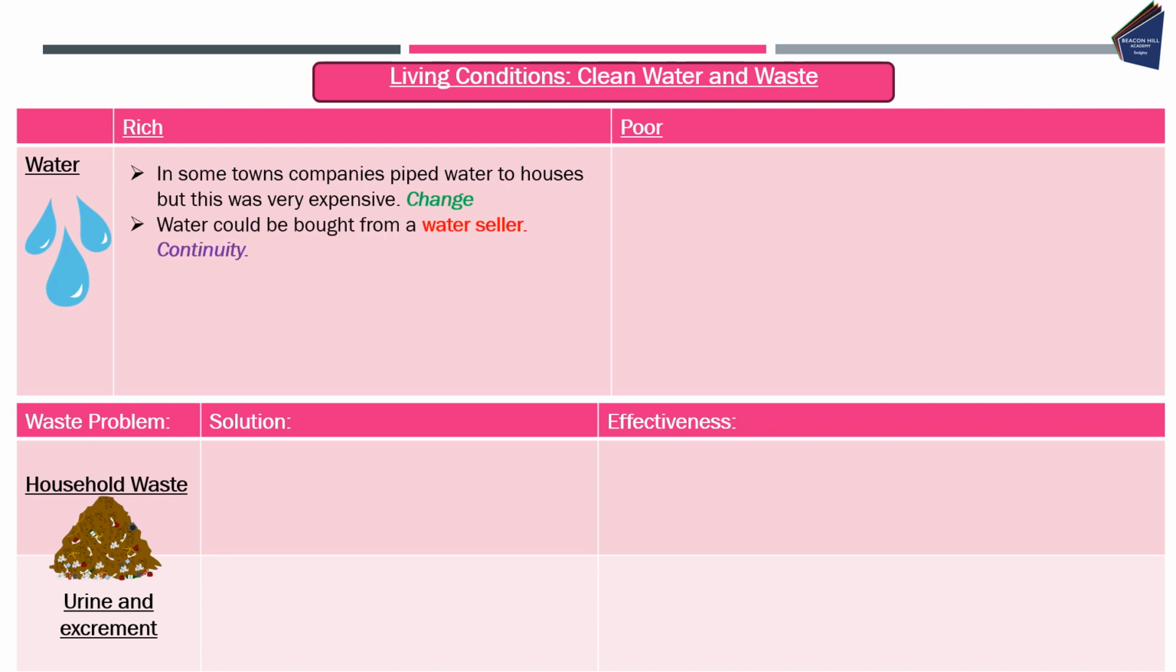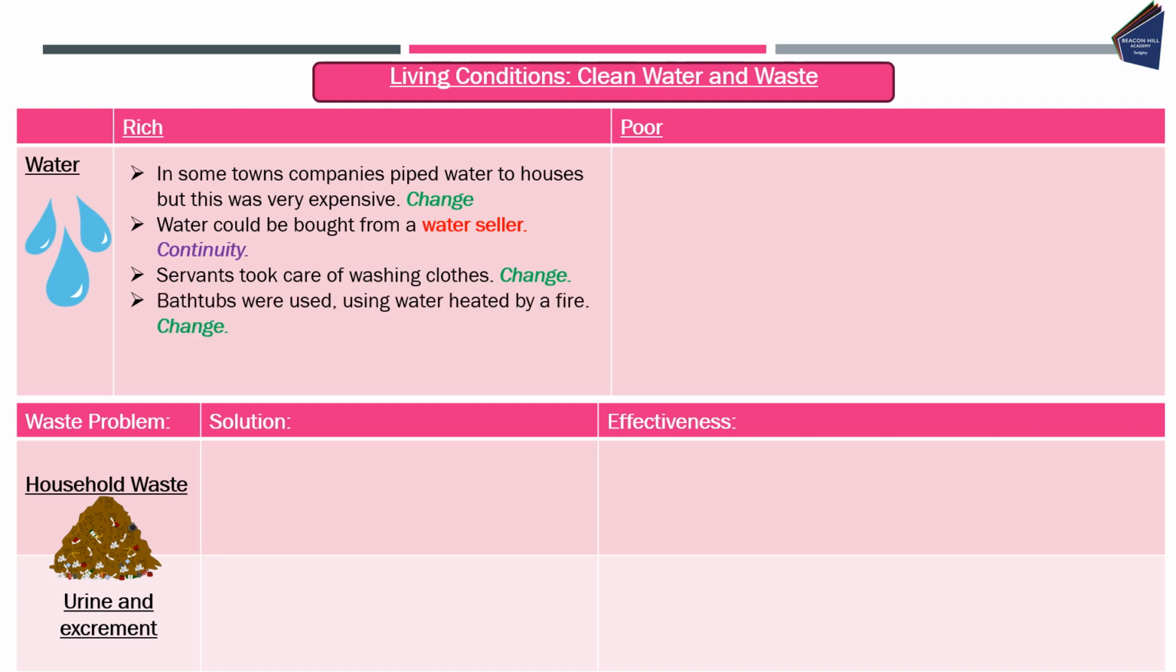Water can still be bought from water sellers, which is continuity from medieval. Remember that a water seller accessed the water that they had from the conduits or rivers and brought it into towns in a large container. So we've got continuity with our water sellers. We've also got servants who took care of washing clothes, so they are using water for that. And we have bathtubs being used, using water heated by a fire. Again, this is only the wealthy people who are going to be having a bath. The poor will still be bathing in rivers, the same as they were in medieval England.